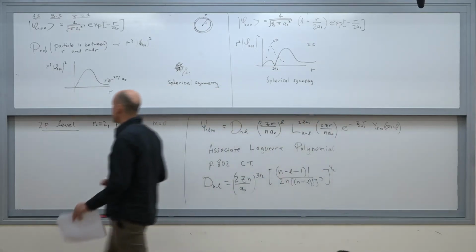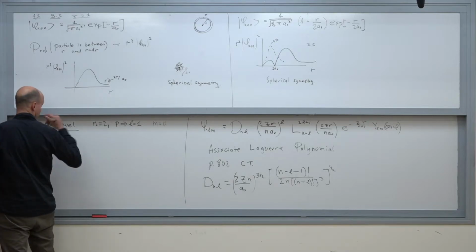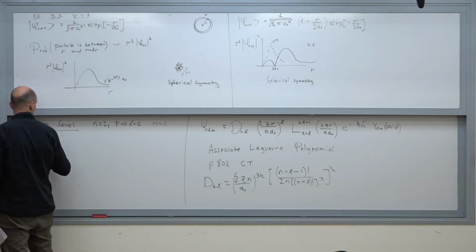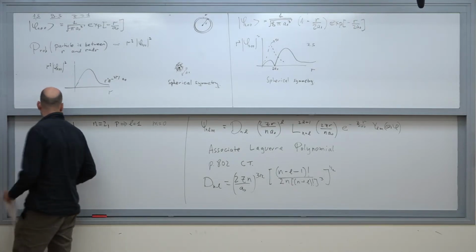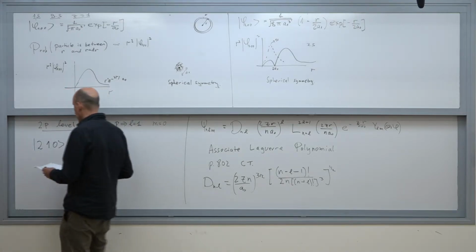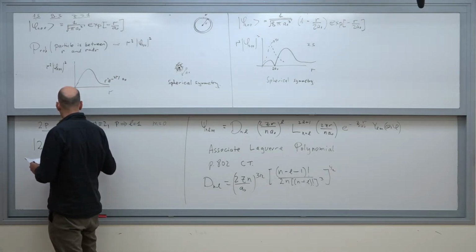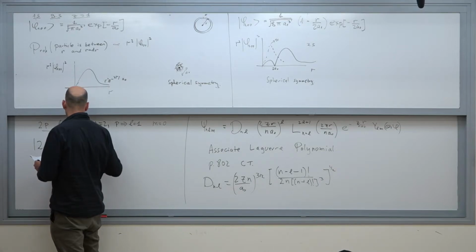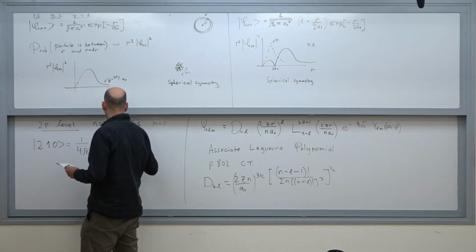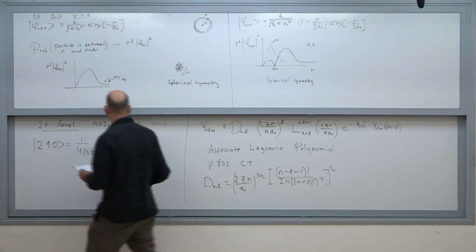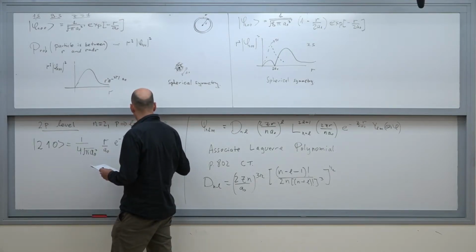Now this wave function, we can write it in different ways. For example, 2, 1, 0 in the coordinate representation is given by 1 over 4 square root of 2 pi a0 cubed, times r over a0, e to the minus r over 2a0. That's the 2 because of this 2 cosine theta.